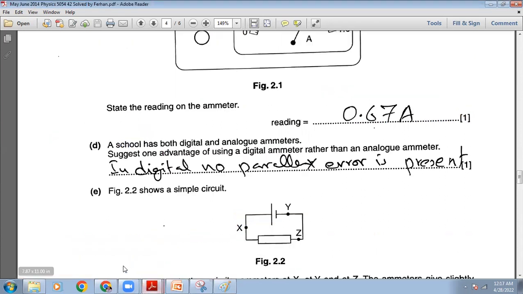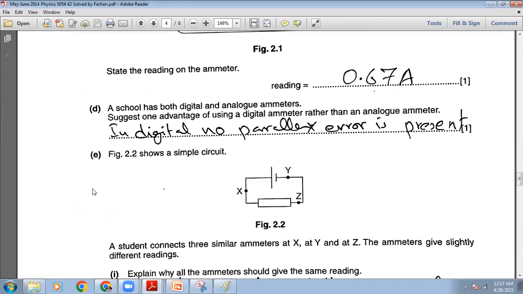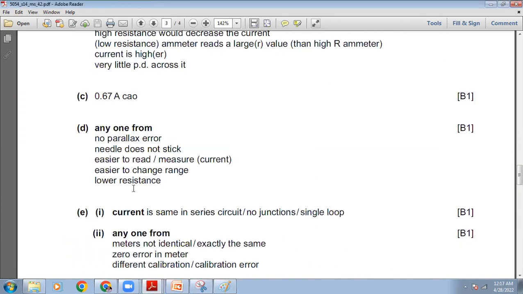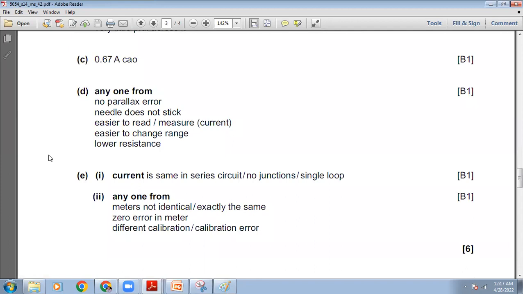So let's have a look. In digital, no parallax error is present. And it's easy to read. No parallax error, needle does not stick, easier to read, measure current, easier to change range, low resistance.